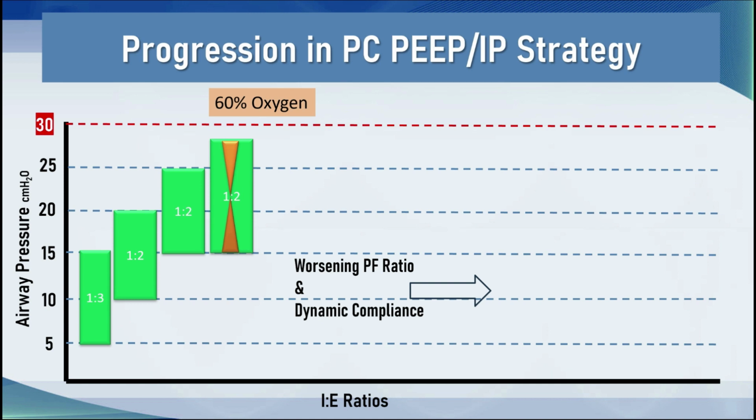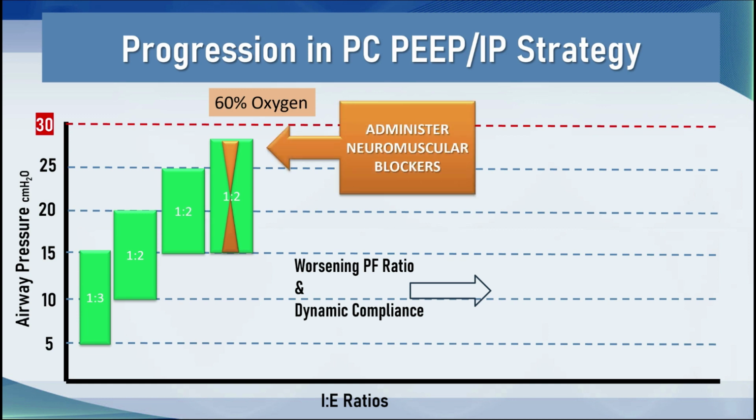And at this point in time, where there is a worsening PF ratio and worsening dynamic compliance, we need to administer neuromuscular blocking agents to this patient. This will have a dual effect. One, it loosens up the chest wall to make the chest wall more compliant. It also stops the patient breathing spontaneously.